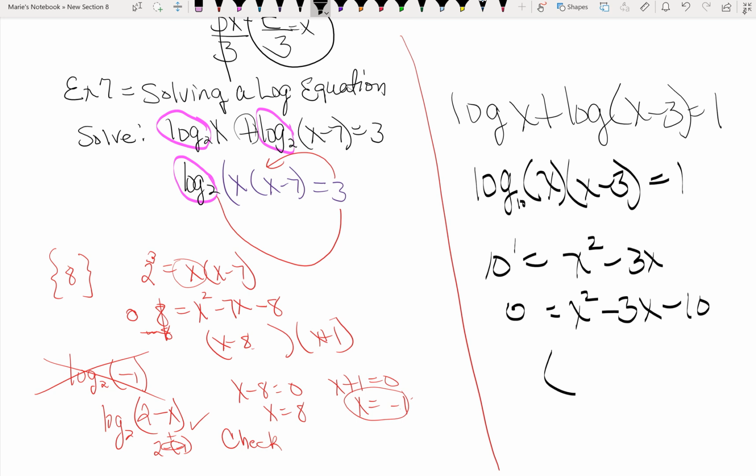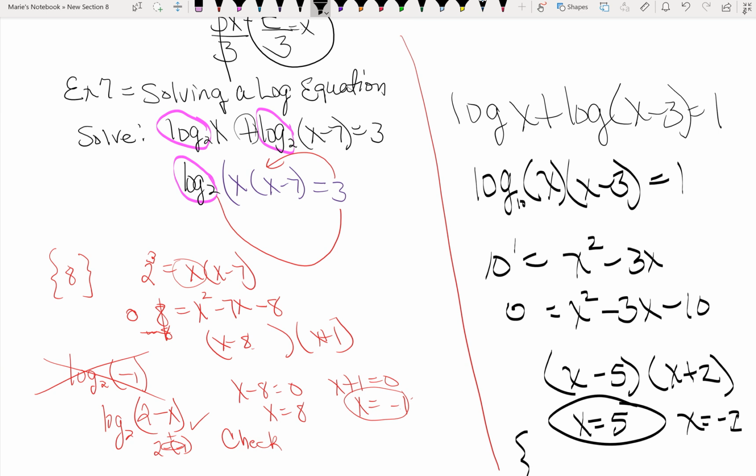My solution set here will be x, since it's a negative, and that's a negative, it's a mix. So possibly x minus 5, x plus 2. So this will give me x is equal to positive 5, and x is equal to negative 2. I can guarantee you this will not work, this will. So your solution is 5. And you can throw that into the equation and solve. You'll see what I mean. All right, so that's number 7.